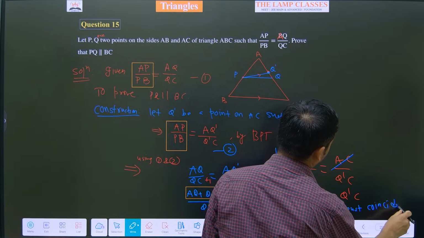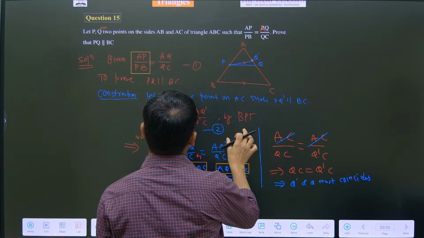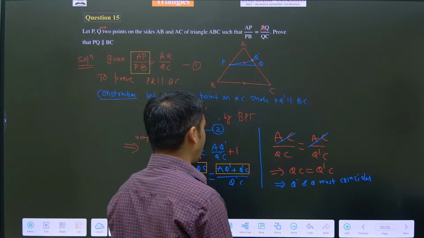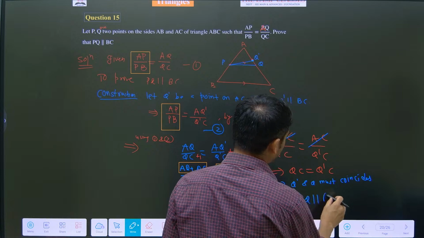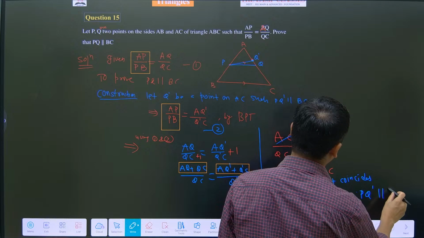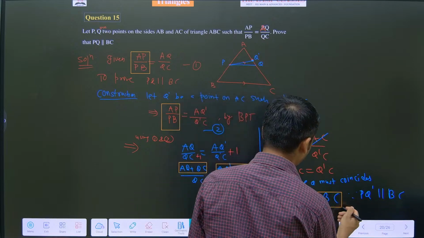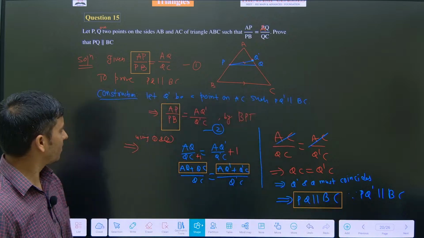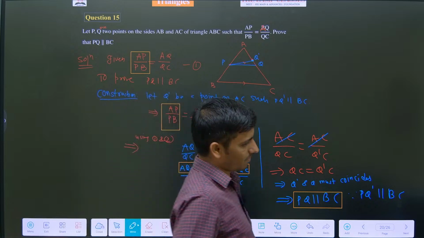And if that's the case, we already assumed PQ dash is parallel to BC. That means PQ is parallel to BC. Why? Since PQ dash is parallel to BC, as we had assumed. So that is the final conclusion, guys. This is how you have to do it. It's a decent 3-mark question, but even for 5 marks they may ask.